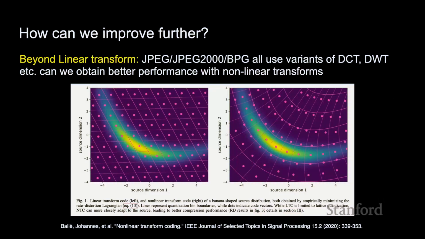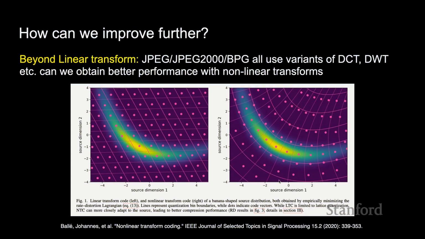So now the question is, how can we improve this even further? The first idea is maybe we can go beyond linear transforms. If you saw JPEG, JPEG 2000, BPG, all of these use some variants of discrete cosine transform, discrete wavelet transform, discrete Fourier transform, but all of these transforms are just linear maps. It's a matrix multiplication. Maybe we can do something better if we allow for some nonlinear transform coding to take place, which we haven't studied in class at all so far, right?